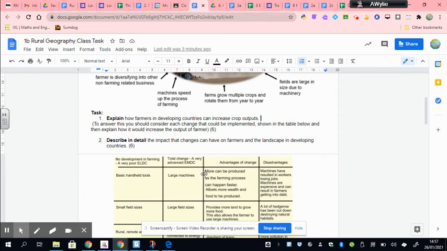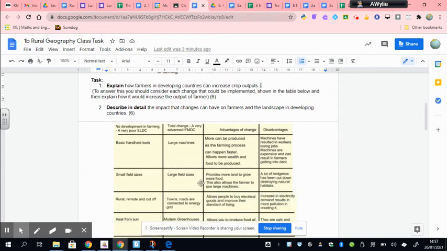How to explain how farmers in developing countries can increase outputs? Well, if they start adopting the use of machines instead of basic handheld tools, then they are able to work the land much quicker because machines can work faster than humans and thereby produce more food.